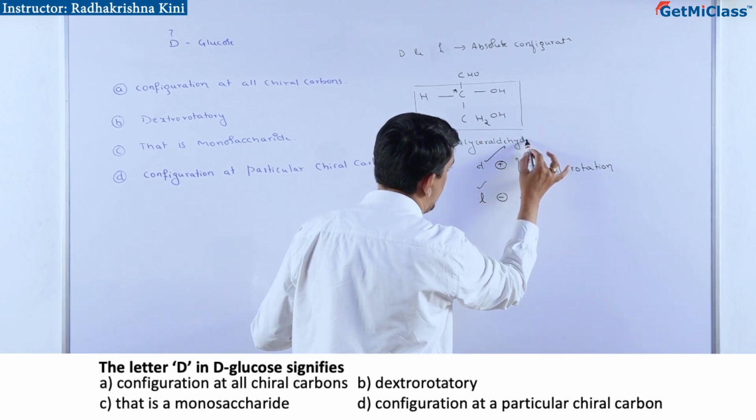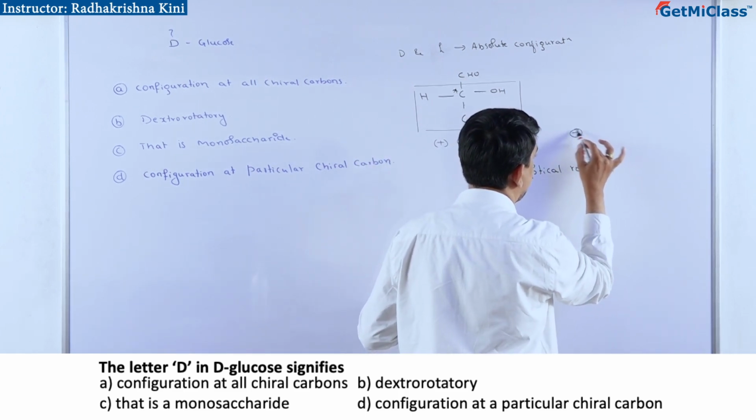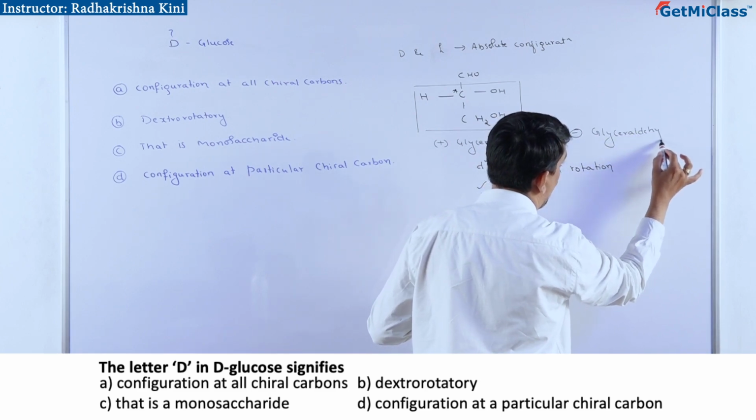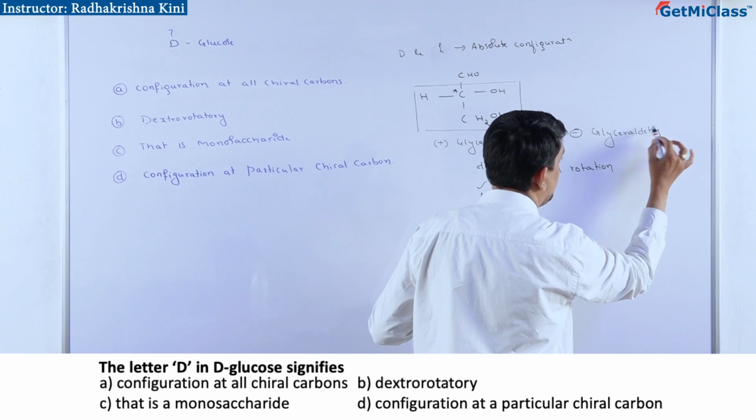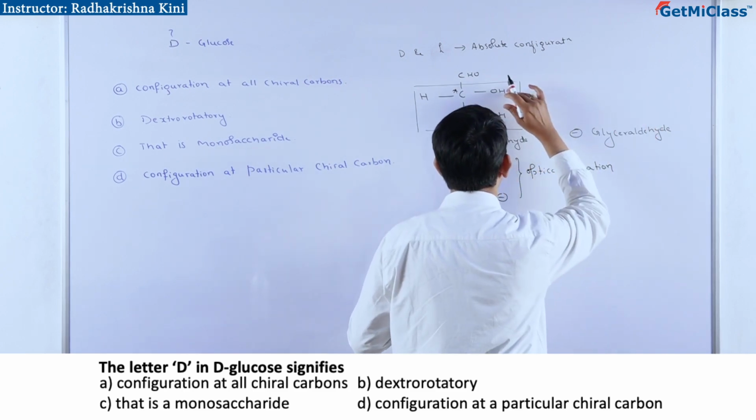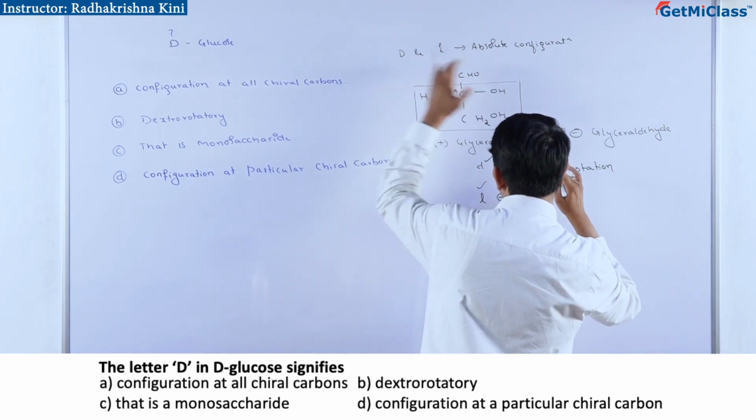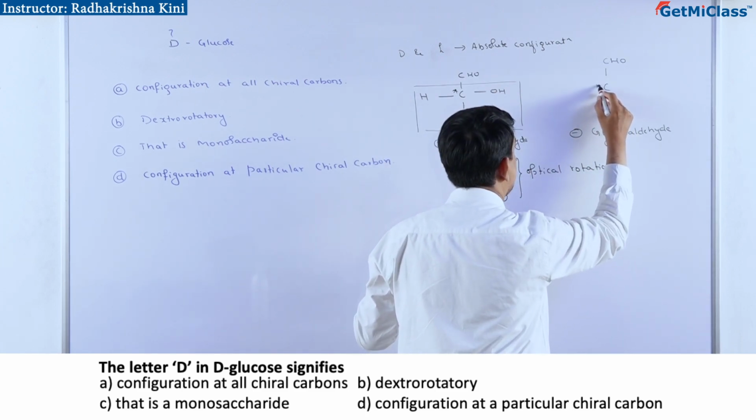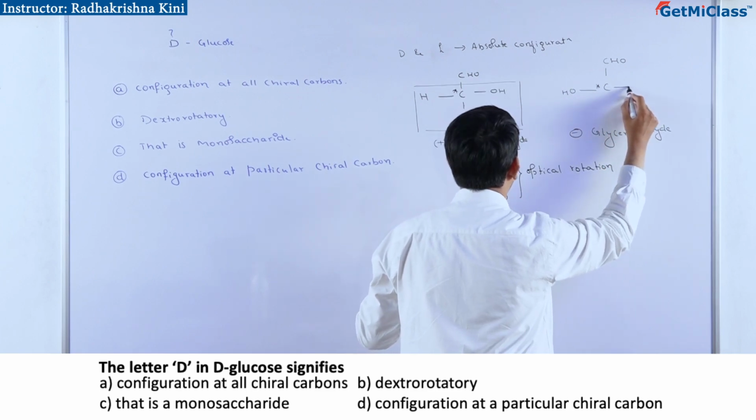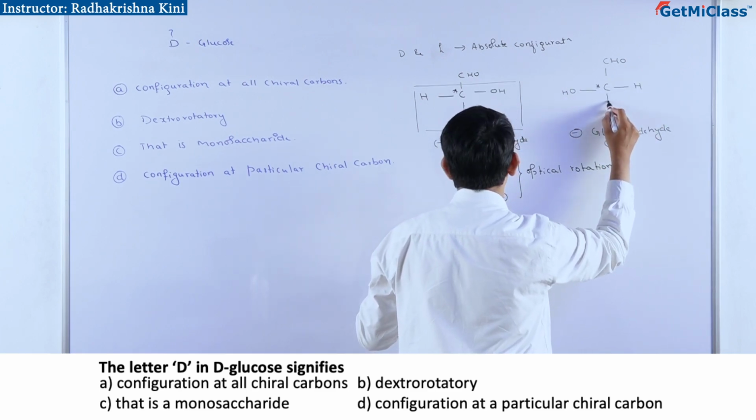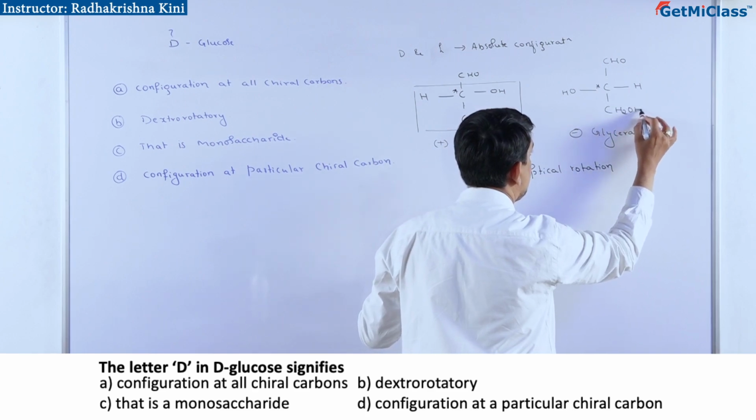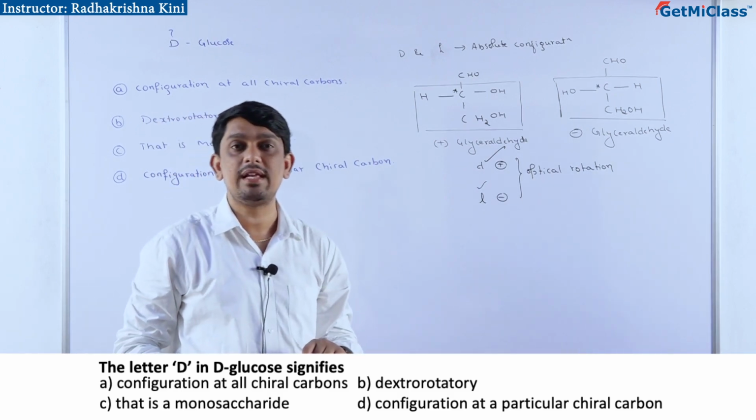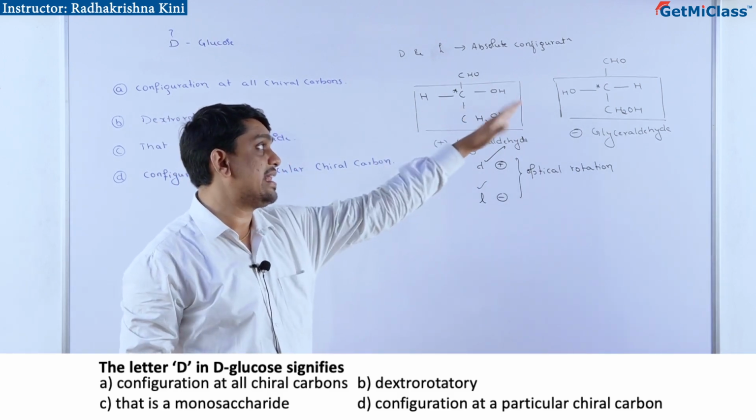Let me show you how minus glyceraldehyde looks. Only you change the configuration of the chiral carbon. So the OH on the right you take to the left, and the H on the left you bring to the right. Everything else you write as it is. Only right and left of the chiral carbon configuration you are changing. This is minus glyceraldehyde. Capital D and capital L depend upon this and that.